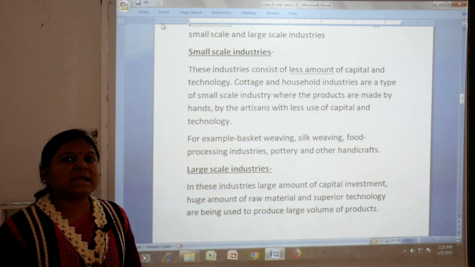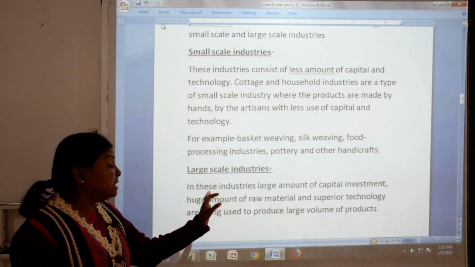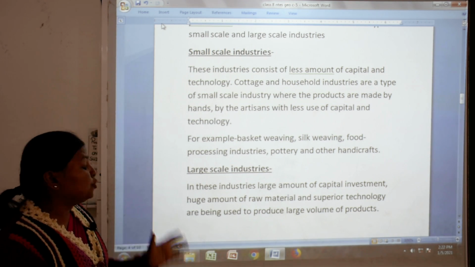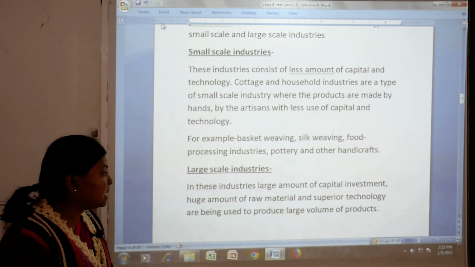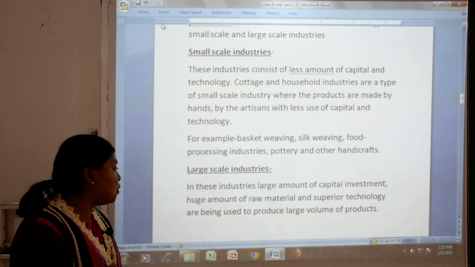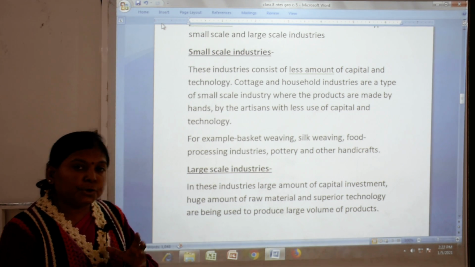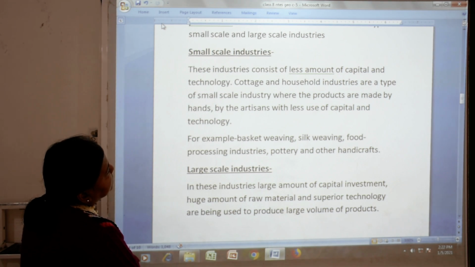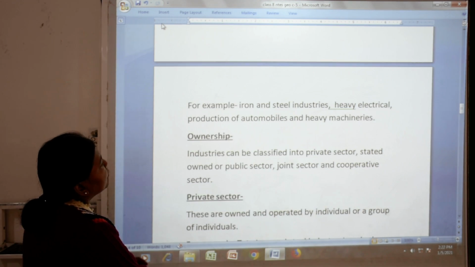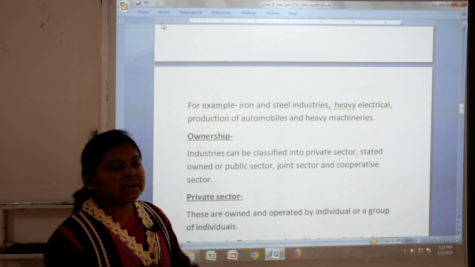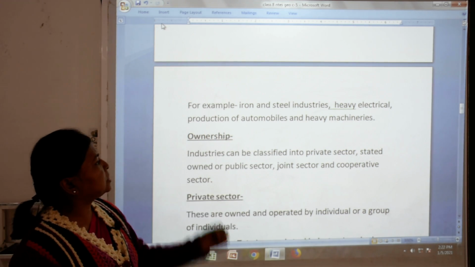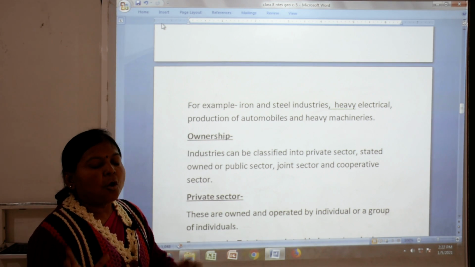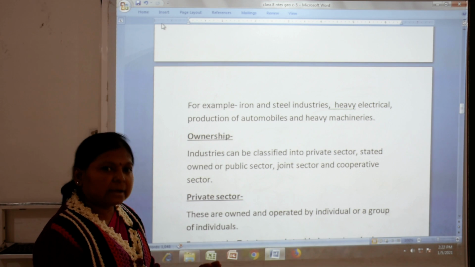Next one is the large scale industries. These industries invest a large amount of capital, they use a huge amount of raw materials and superior technology, and they produce a large volume of products. So they come under large industries. For example, we can see iron and steel industries, heavy electrical goods production, production of automobiles and heavy machines. All will be under large scale industry.